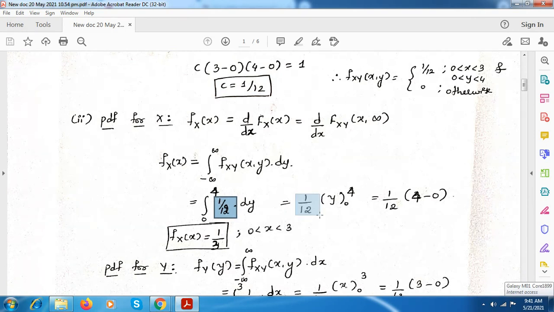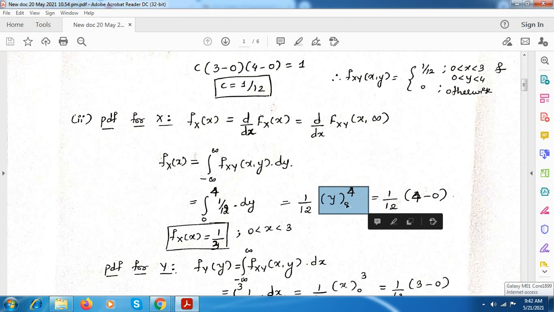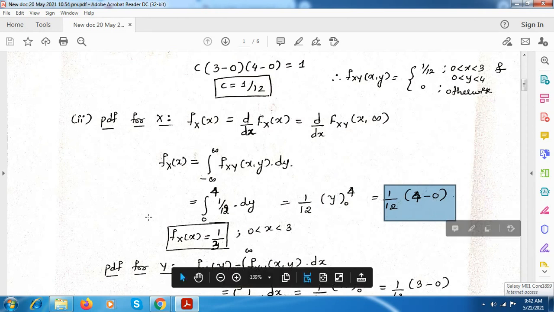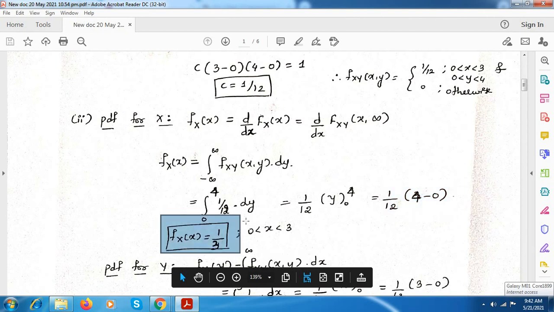So this constant you keep outside, and if you integrate dy, you get y, and the upper and lower limits are 4 and 0. So if you take the upper limit 4 minus the lower limit 0, you get fX(x) equal to 1 by 3. Here the range of x will be from 0 to 3. So just take down this solution.